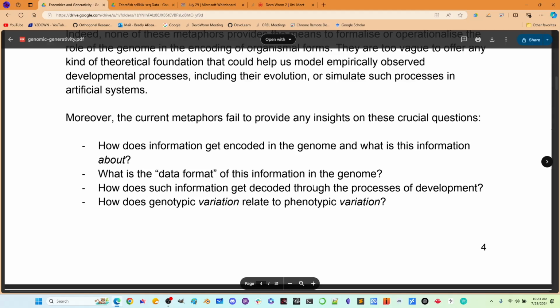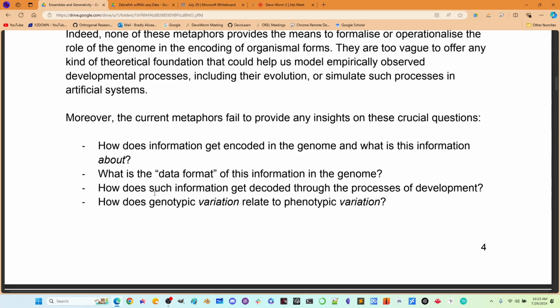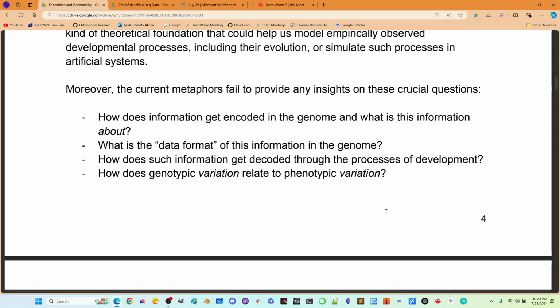How does such information get decoded through the processes of development? Even if you have information encoded in the genome, how do you decode it? How do you decode it in development so that it's useful? It's not clear. How does genotypic variation relate to phenotypic variation? If you have genotypic variation, say the splice variants we talked about earlier, or a mutant form, how does that relate to phenotypic variation? Is it a direct mapping? When you have a point mutation, do you get a specific mutation? That may hold true in some cases, but not in others. The same thing with your splice variants. The splice variants don't automatically map to functional variation.